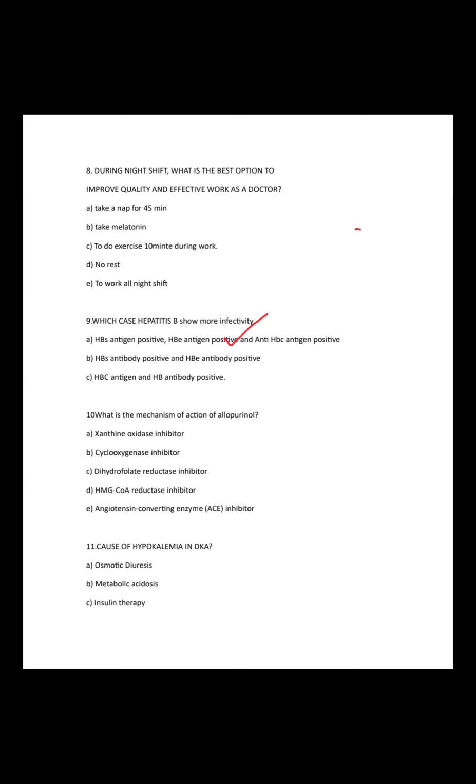So the answer would be A, e antigen positive. What is the mechanism of action of allopurinol? Allopurinol is a xanthine oxidase inhibitor. Cause of hypokalemia in the DKA patient. This child presented with diabetic ketoacidosis, not on treatment. So when the child is in DKA, why is he hypokalemic? Because of the osmotic diuresis.